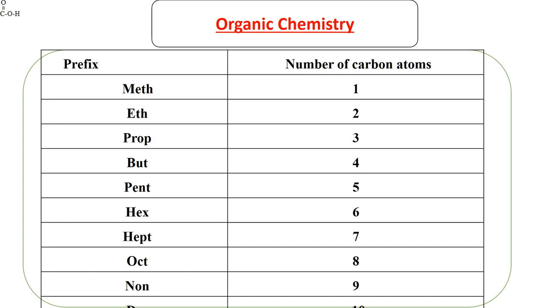Okay, forget that comparison. Let's take a look at some examples of prefixes. These prefixes are derived from some Greek language and the likes, so you need to know them. The word meth means one carbon atom. The word eth means 2 carbon atoms. The word prop means 3 carbon atoms. The word but means 4 carbon atoms. Pent is 5 carbon atoms. Hex is 6. Hept is 7. Oct is 8. Non is 9. And dec is 10.